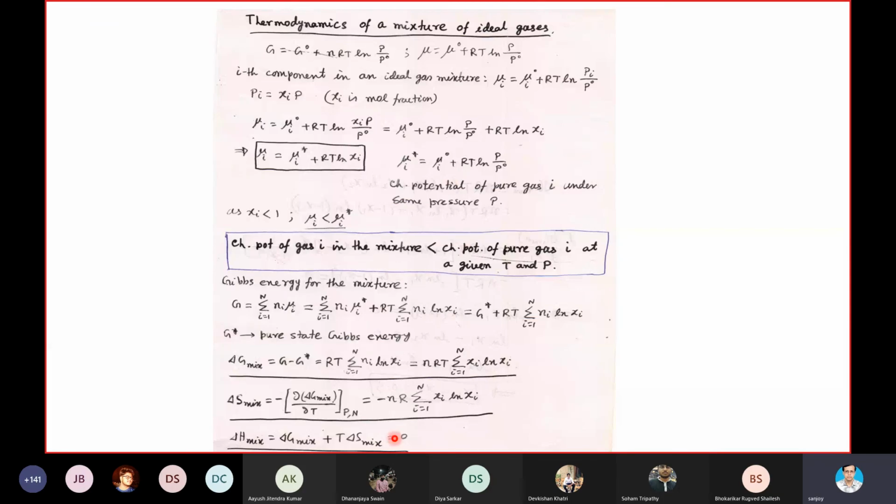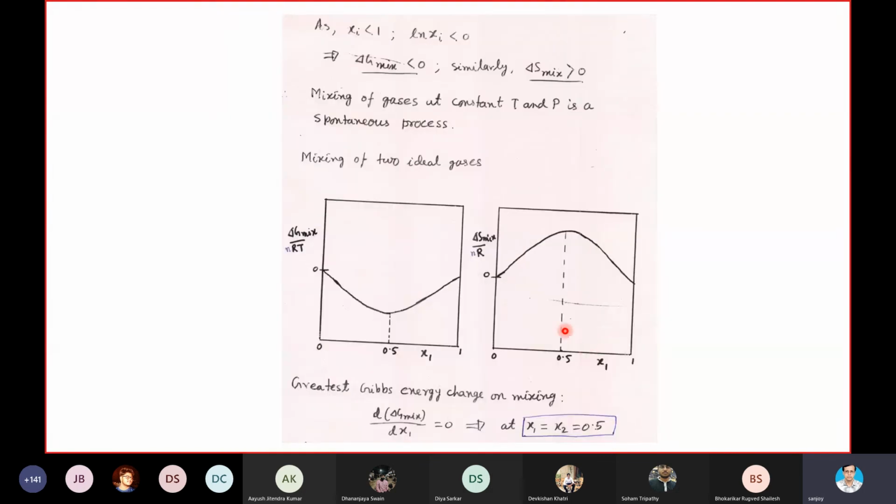Now, if you know this expression, you know delta G goes down, becomes negative. So if you take a two gas mixture, where will be the most favorable mixing, the maximum decrease in delta G? You can simply take a derivative and put it to 0. We discussed that during the entropy change. Exactly the same way, if you differentiate this with respect to x, one of the components, and then plot it, put it to 0, you will see that the maximum negative change in Gibbs energy will come when this mixture is x1 equal to 0.5.